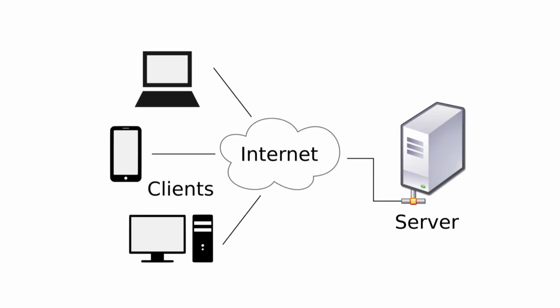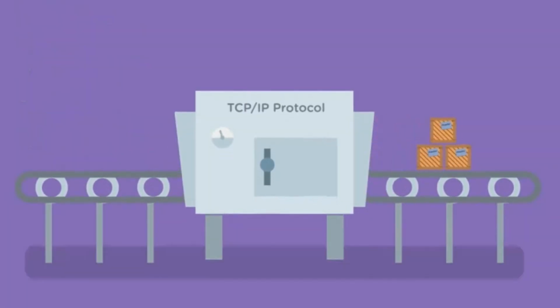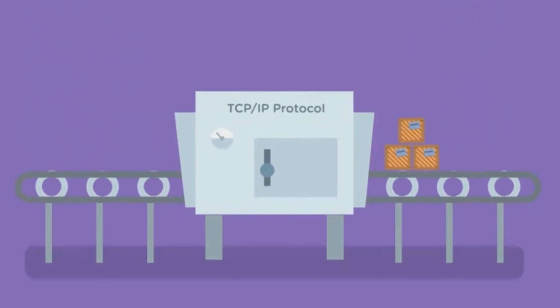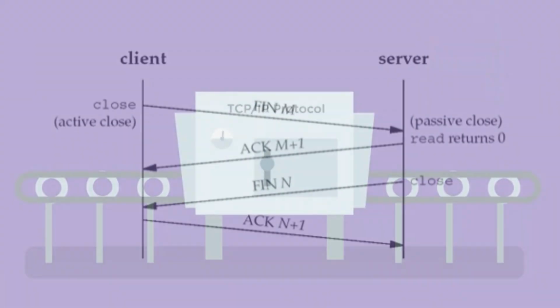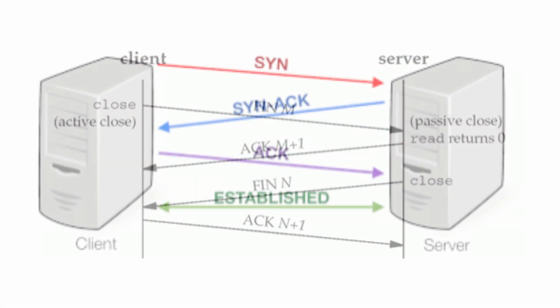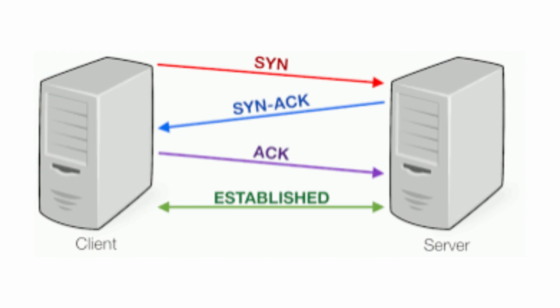Now that your browser knows Google's IP address, it needs to talk to it. This happens using a protocol called TCP, Transmission Control Protocol. Think of TCP as the rules for a polite conversation between two devices. Your device sends a request to connect. Google responds, and a connection is established using a process called the TCP handshake.